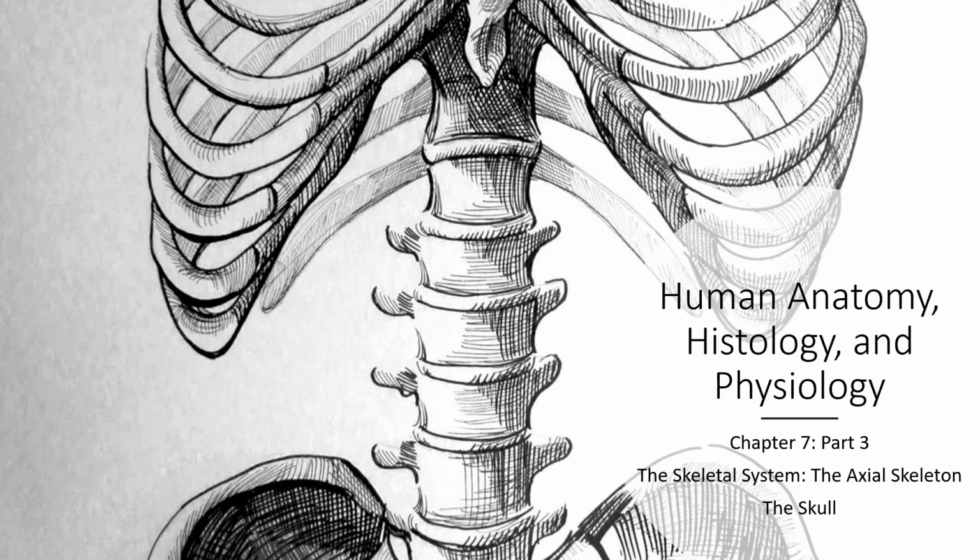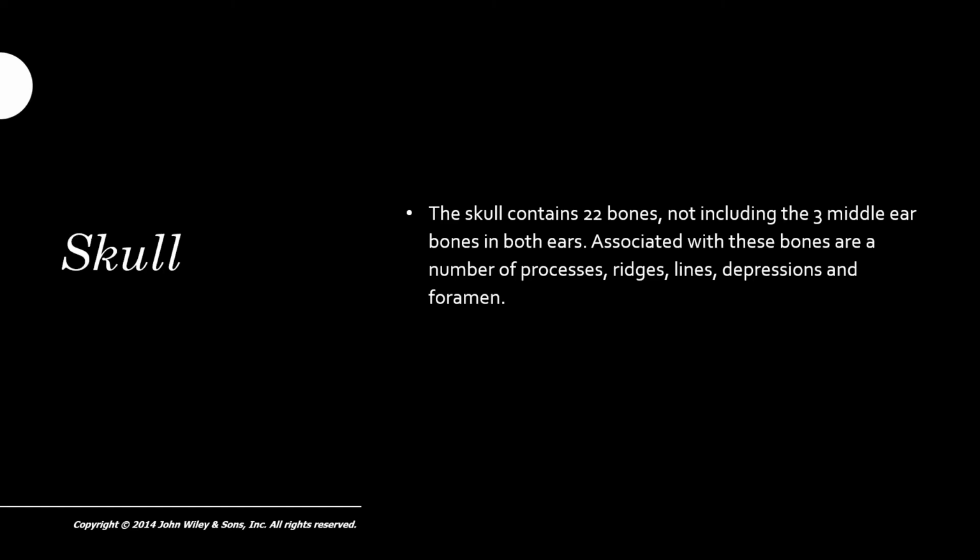This video will be on the skull. So the skull contains 22 bones, and this is not counting the middle ear bones. And the skull rests on the superior end of the vertebral column. The bones of the skull are grouped into two categories. You have the cranial bones and the facial bones.